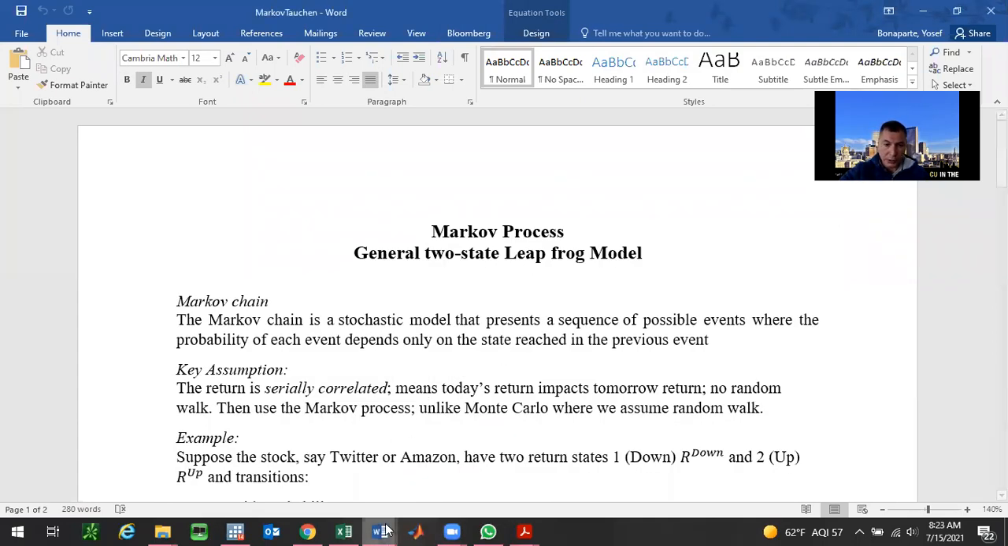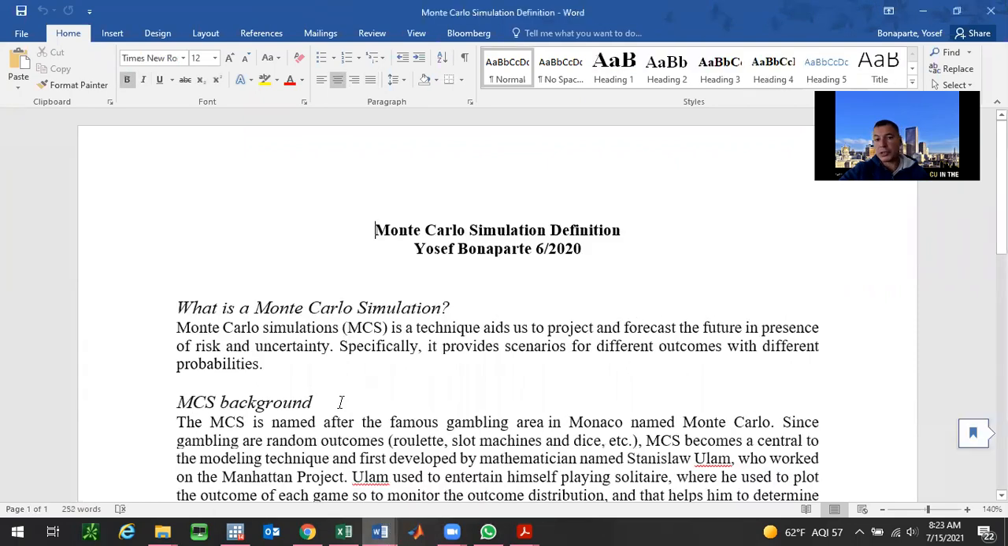The difference is simple. The Monte Carlo simulation, to help you project the future price, assumes a random walk. Random walk means that the price of today or the revenue of today or the income of today or the cost of today does not influence the future price or revenue or cost. That's Monte Carlo. So random walk, whatever the price is today, tomorrow has nothing to do with today.